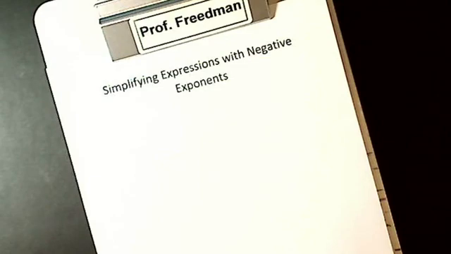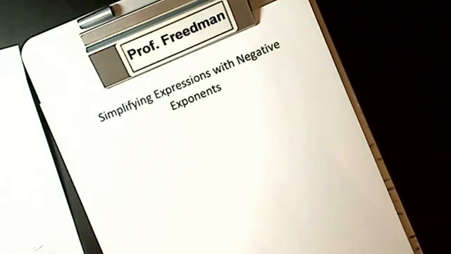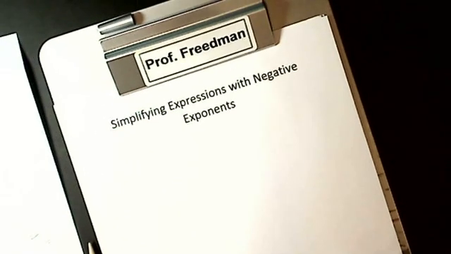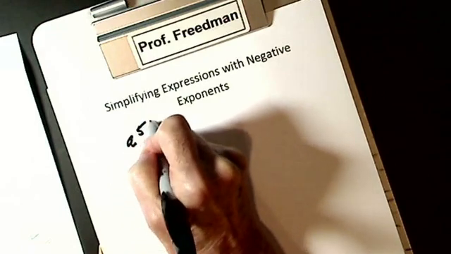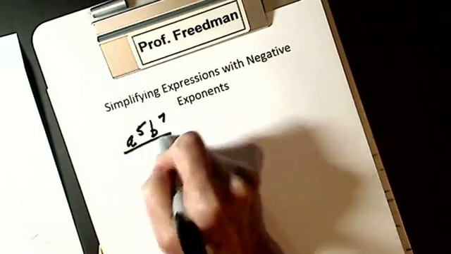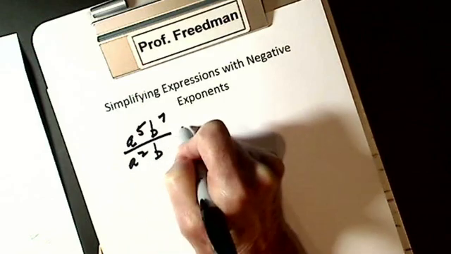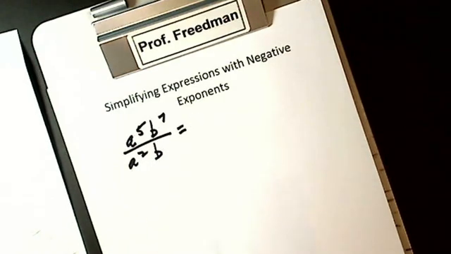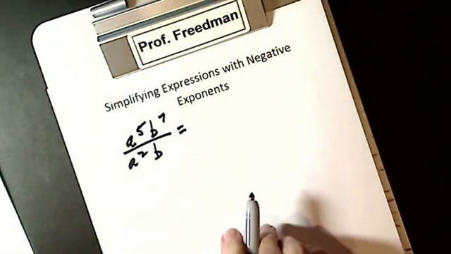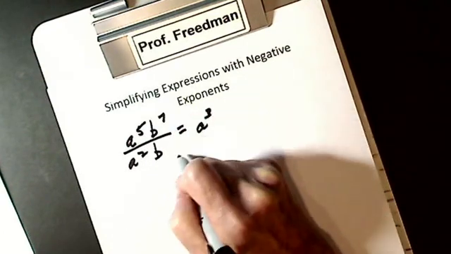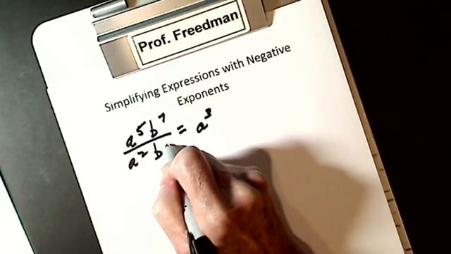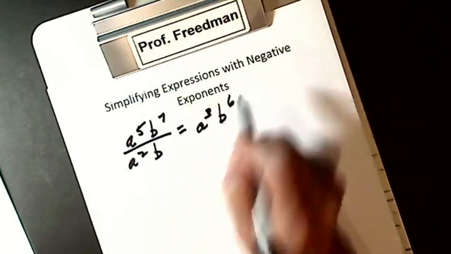Now we're going to simplify expressions with negative exponents. We can do these two different ways. So let's first start with what you know. We know how to divide with exponents. A to the 5th, b to the 7th, divided by a squared b. And we said before, in division, we subtract exponents. So I subtract exponents, I get a to the 3rd. I subtract exponents, we remember this is a 1, I get b to the 6th.